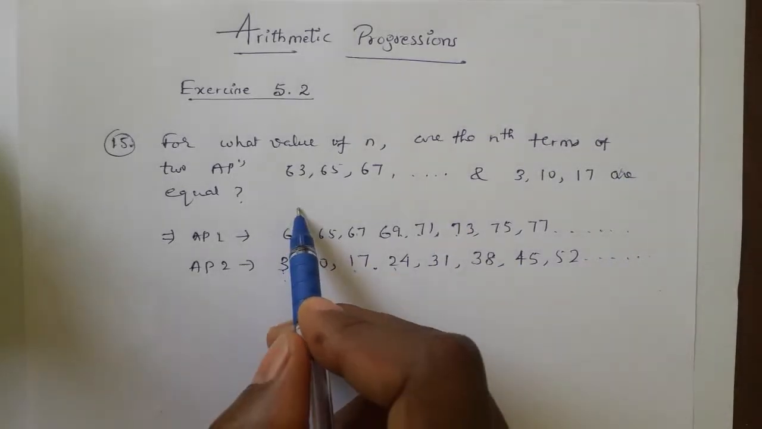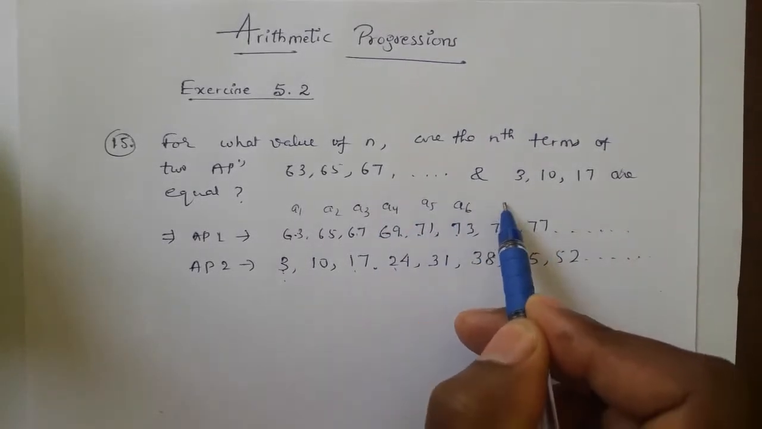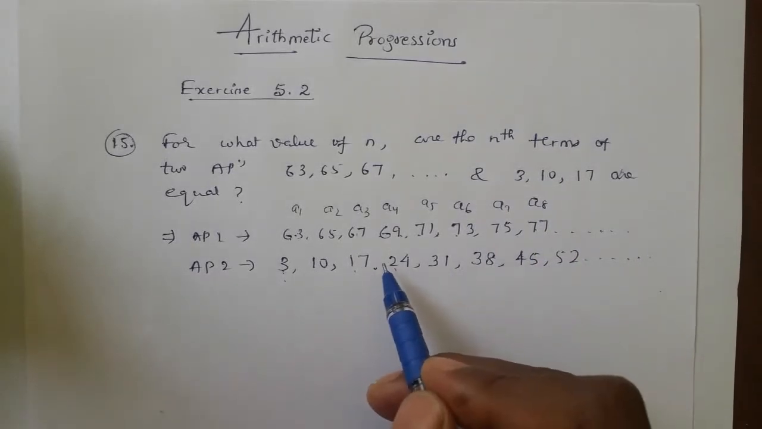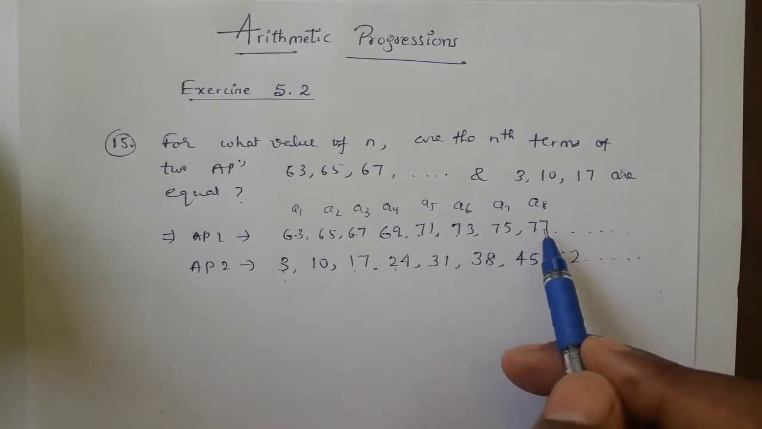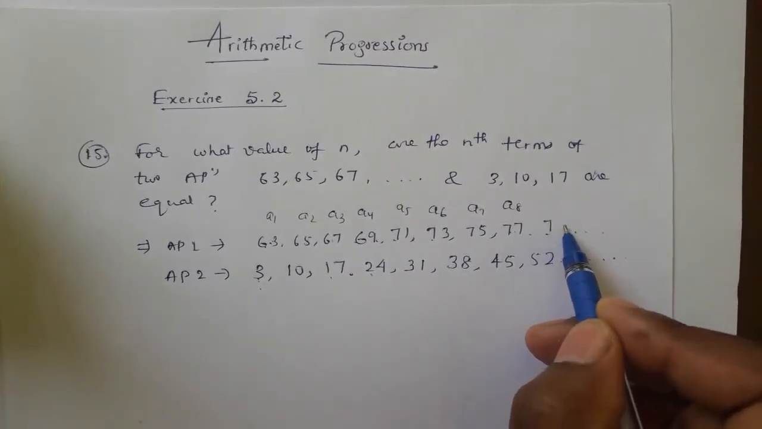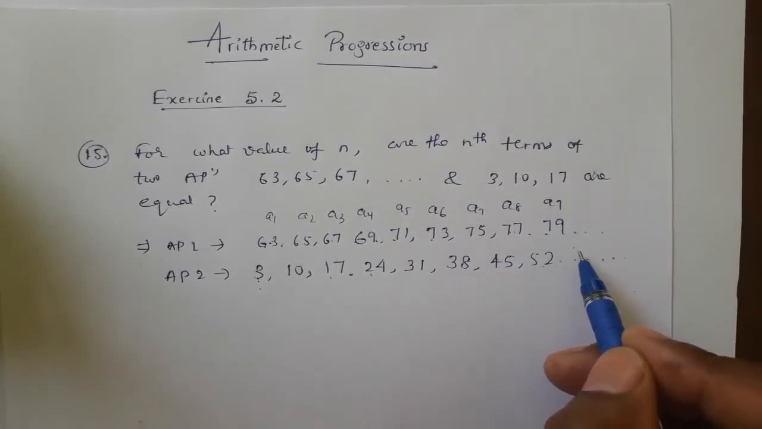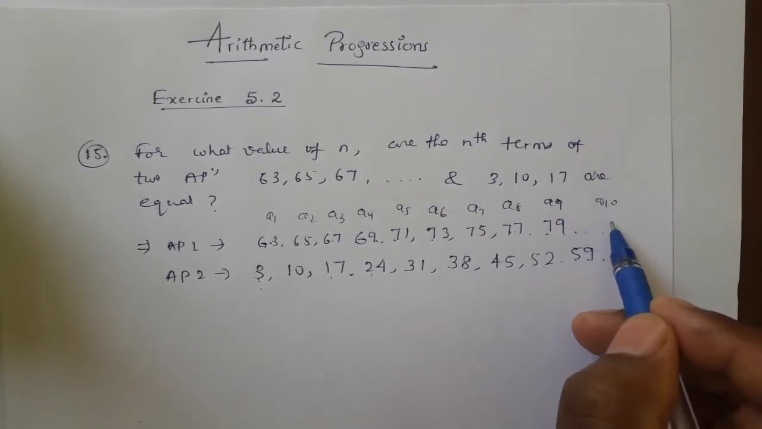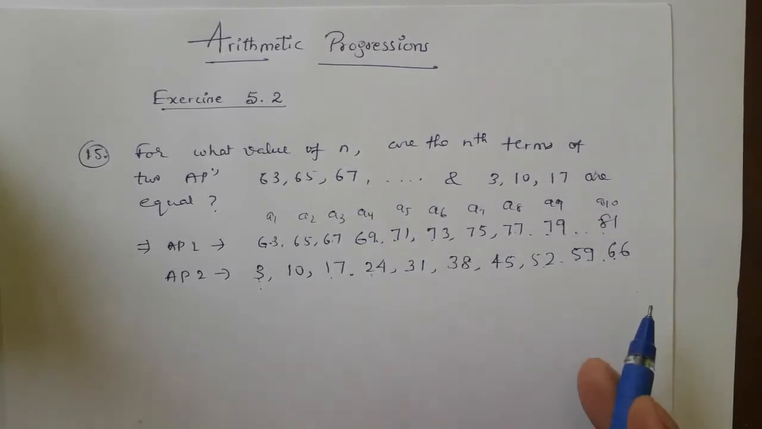Let us see. This is the first term, A1, A2, A3, fourth, fifth term, sixth term, seventh term is 75, eighth term is 77. Here the eighth term is different. Look here, the eighth term is 52, here the eighth term is 77. But at a particular term, both the APs are matched. We have to find out that. 77 next is 79. This is the ninth term. Here 52 next is 59. This is the ninth term. Again, when we go to the 10th term, it is 81. Here the 10th term is 66.